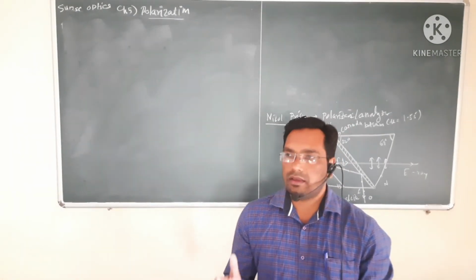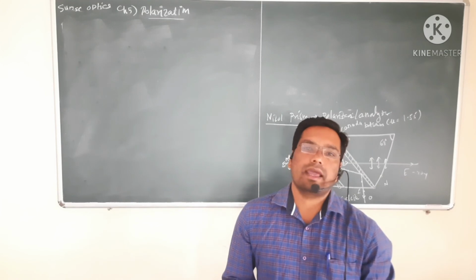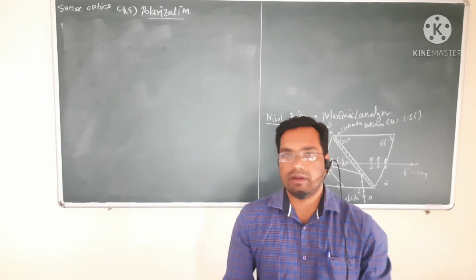Then Brewster's law: tan of theta p is equal to mu2 divided by mu1.